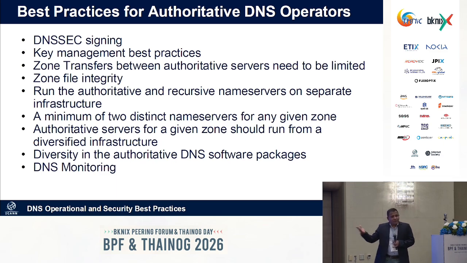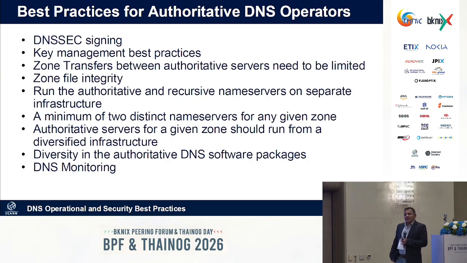Zone transfers between the authoritative name servers: if you have multiple authoritative servers running out there, you have to make sure those zone transfers are secure. You should be doing things like key-based authentication, which is a good practice. Zone file integrity: make sure that if there are changes happening to the zone file, you maintain the integrity and have some mechanism to see what changes have been made, revision controls, and things like that.